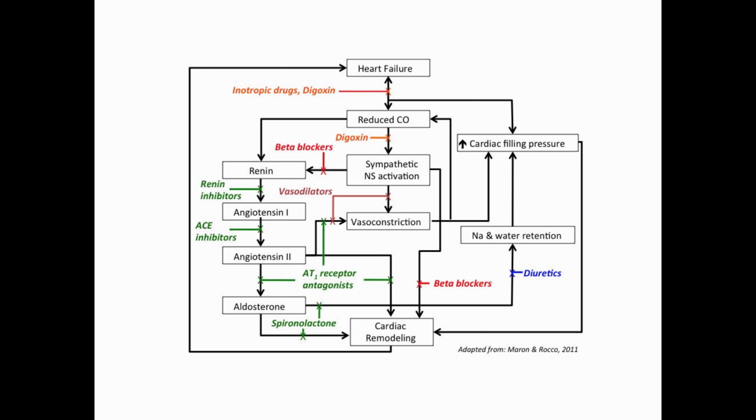Notice that there are several places around here that we can intervene, right? So we can intervene with diuretics to affect the sodium and water retention. We can intervene with beta blockers to affect remodeling and to also affect the sympathetic nervous system. We can use ACE inhibitors and ARBs to affect this angiotensin and aldosterone system. We could use spironolactone to prevent the aldosterone from doing all of its terrible things, not the least of which is causing cardiac remodeling.